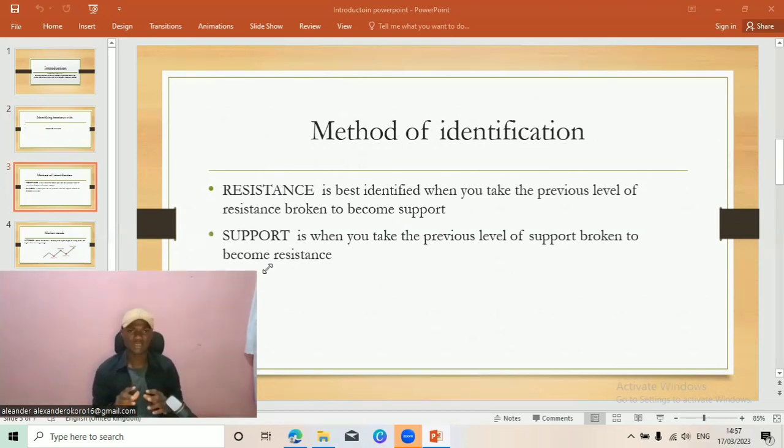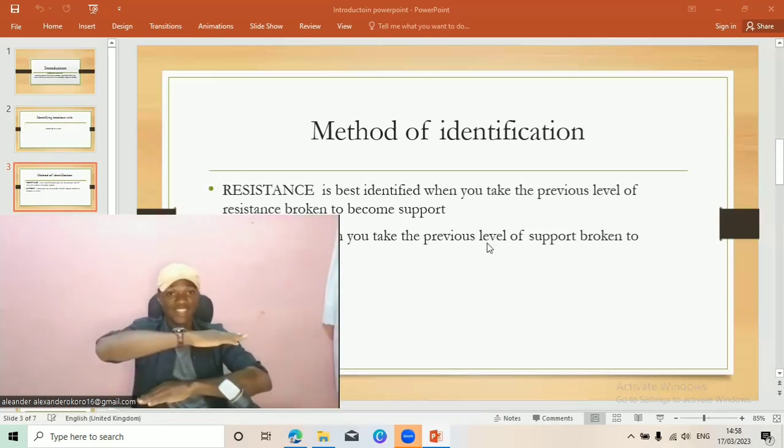For resistance, it is best identified when the previous resistance level broke to become support. And then support is best identified when the previous level of support broke to become what? Resistance. This might seem logical, but don't worry, I'll break it down for us. Now look at the illustration once more. Let me increase this. Okay, now you can see my illustration as usual.